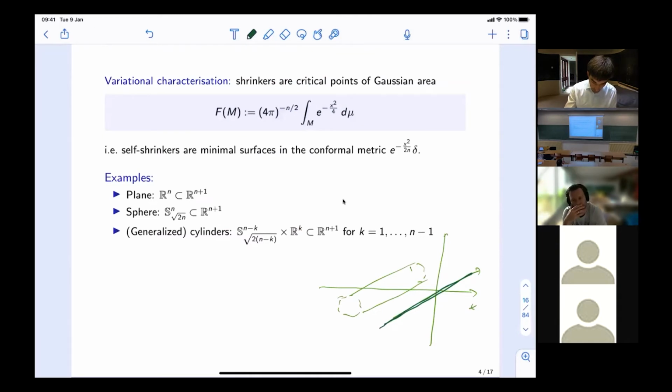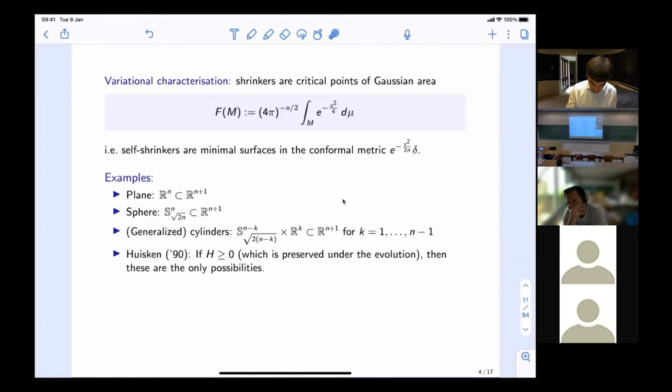Okay. Now, here's the first interesting fact. You can ask yourself, if you start with a surface which is initially mean convex, so positive mean curvature, so the surface is moving to the inside. Just take it strictly positive initially. It's moving to the inside.